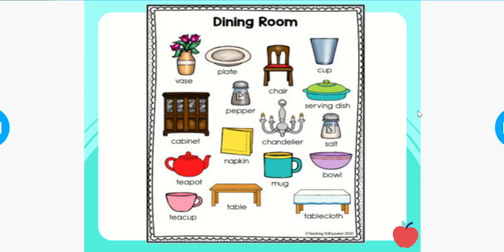This is vocabulary for the dining room, where we eat. Vase, plate, chair, cup, cabinet, pepper, serving dish, chandelier, salt, teapot, napkin, mug, bowl, teacup, table, and tablecloth.